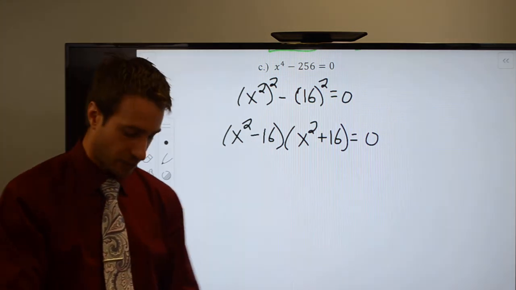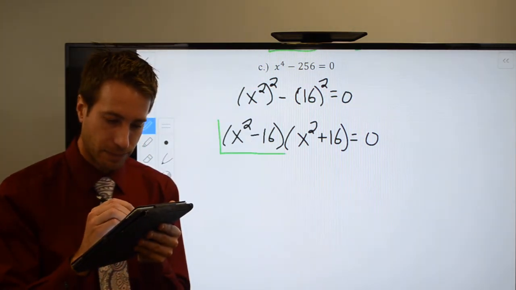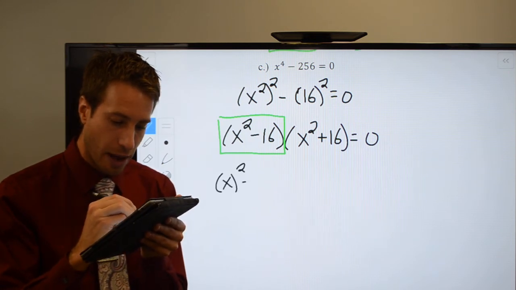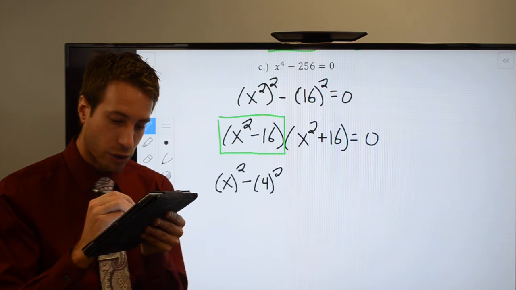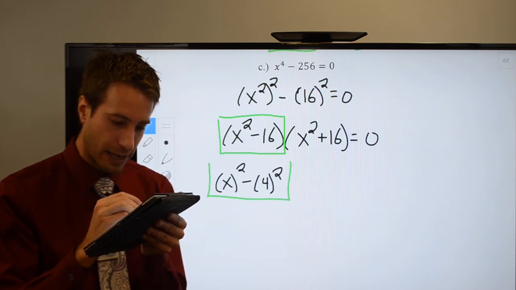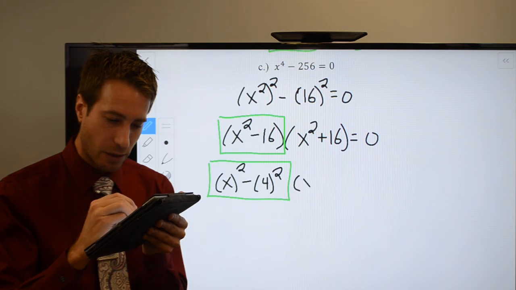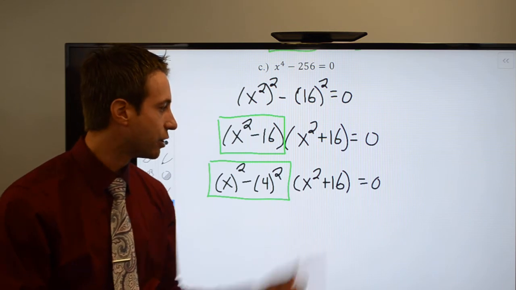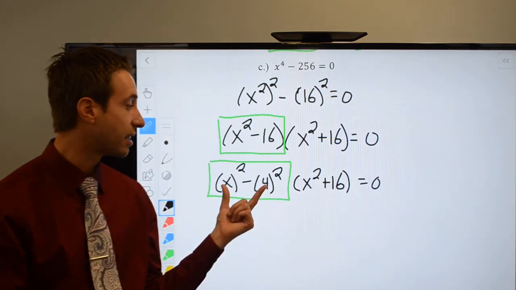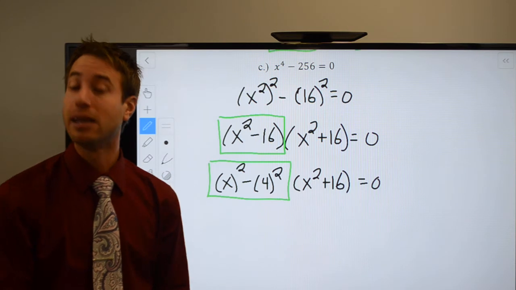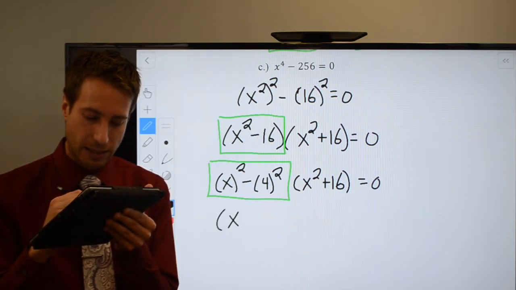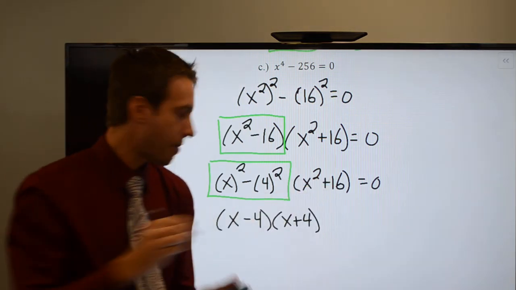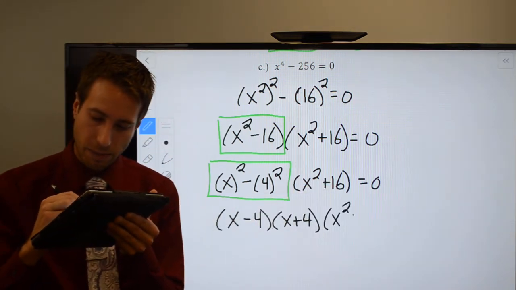I can rewrite this first guy right here in green as another difference of squares. I can rewrite that as an x squared minus a 4 squared, right? So that's that little bit right there in green. I still have this guy though, x squared plus 16, which I can't do anything to. But since this is a difference of squares, let's factor it into its two binomials, which would be x minus 4 and x plus 4. And then I still got that little bit right there, x squared plus 16.